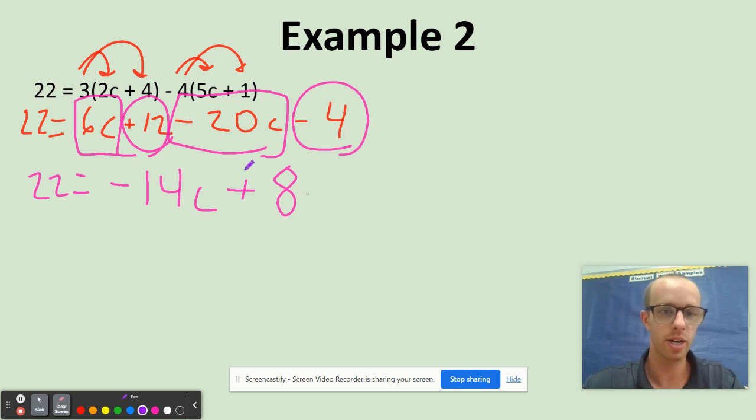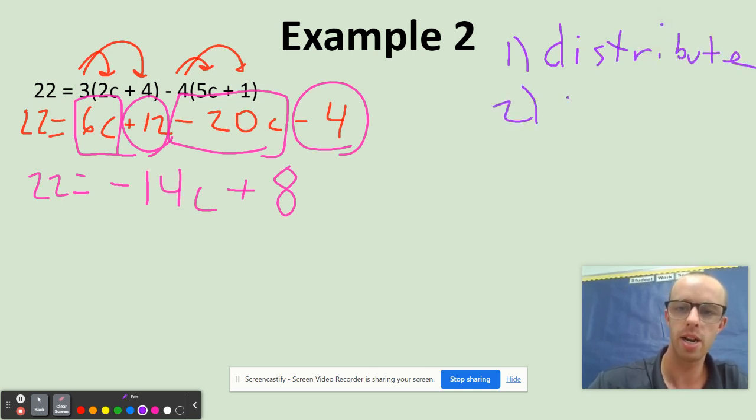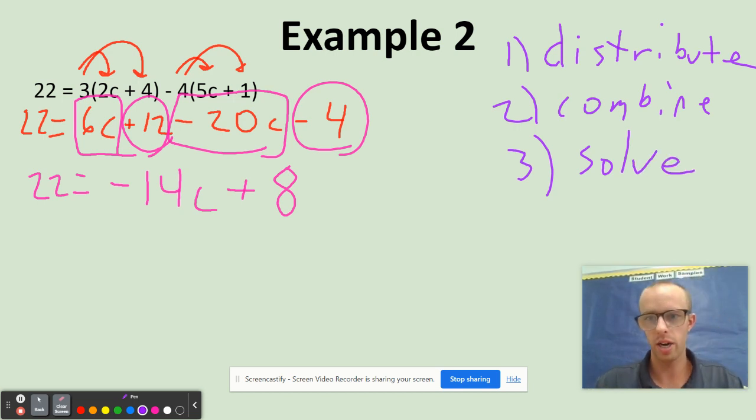I should celebrate that, right? We did all that work. We distributed. Then it's distribute, combine, solve. All right, let me actually write that here. Distribute, combine, solve. All right, distribute, combine, solve. So we distributed, and we combined, and now it's time to solve.